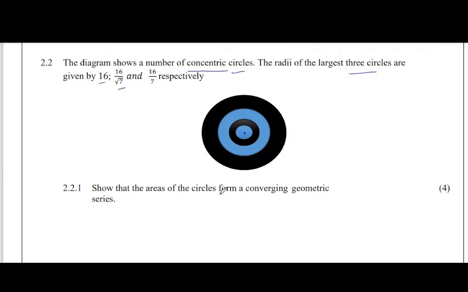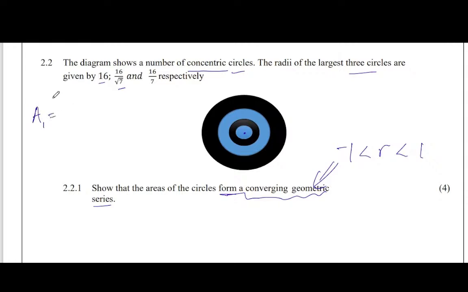2.2.1, we must show that the areas of the circles form a converging geometric series. So for us to do that, we need to remember the condition for convergence, that our common ratio must be between -1 and +1. The common ratio must be between this. Okay, so we've been given the radii, so we need to find the area of the first circle.